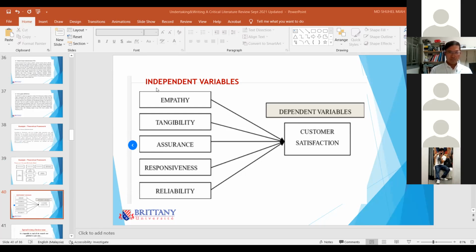Whereas independent variables are factors that work independently. They don't depend on any others, right? So these are your independent variables and dependent variables. You also have mediating variables and moderating variables. Let me show you some other variable examples.